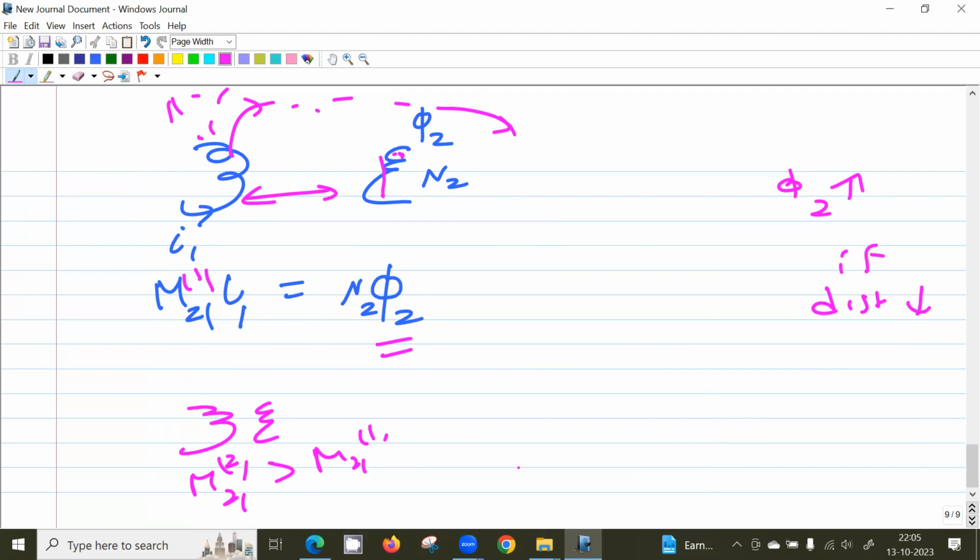Sir, increase the current means flux will increase. No, I1 is constant. Okay, sir. The only thing I'm allowed to vary is the distance between the two coils and the number of turns of the second coil. So for this given I1, basically I have to increase the number of flux lines entering this second coil. That is possible by bringing it nearer.